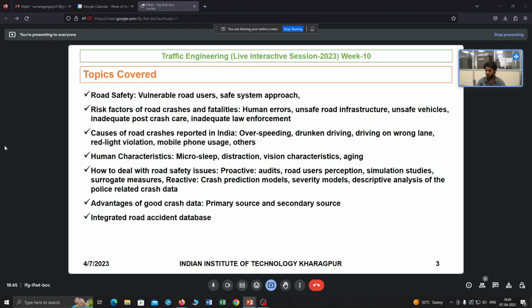So now let's discuss road safety. After discussing this, we will go to the Q&A session. But before that, we want to discuss road safety.